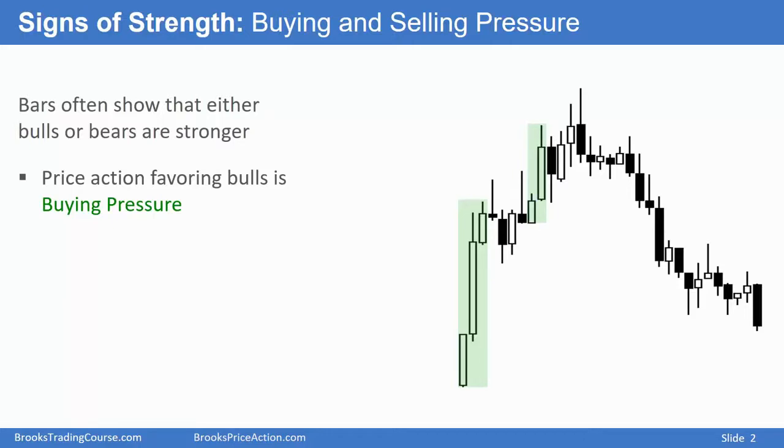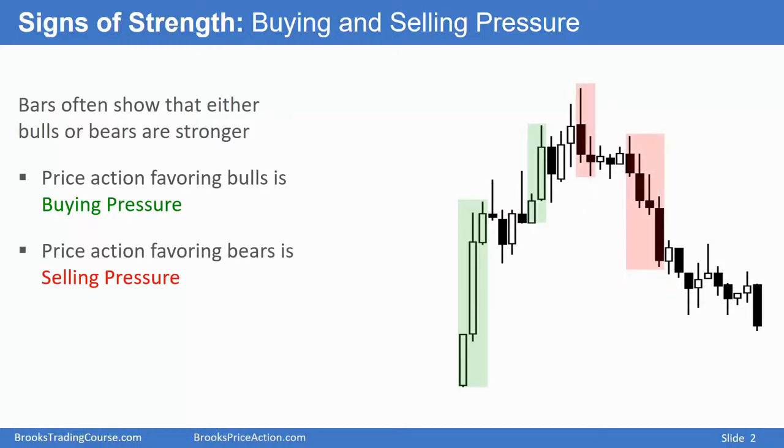Compare that to this. Here we have a big bear reversal bar. Here we have a series of bear bars, several of them closing on their lows, and the bars are fairly large. That is a sign that the bears are reasonably strong, and it usually means lower prices will follow.